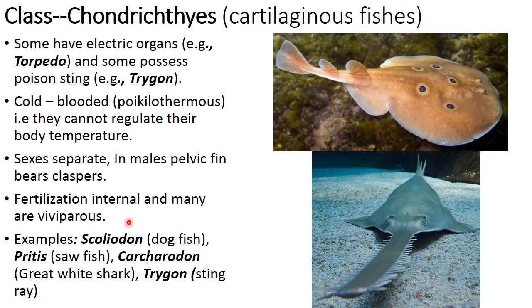Hamare placental mammals mein kya hai ki the placenta is nourishing the young one. Magar isme nourishment is all present within the egg, and that is present inside the uterus of the female fish. Examples are scoliodon, dogfish, pristis, that is the sawfish here. This is the torpedo here. These are the electric organs here. Then you have carcharodon, that is a great white shark. Trigon, that is the stingray.